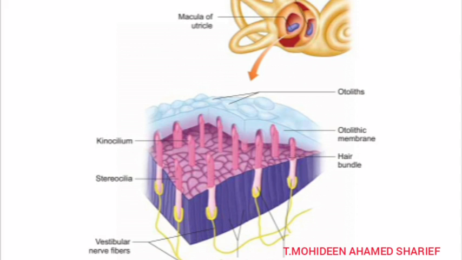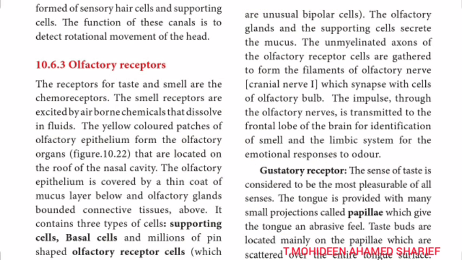About the olfactory receptors. The receptors for taste and smell are the chemoreceptors. The smell receptors are excited by airborne chemicals that dissolve in fluids. The yellow colored patches of olfactory epithelium form the olfactory organs that are located on the roof of the nasal cavity. The olfactory epithelium is covered by a thin coat of mucus layer.